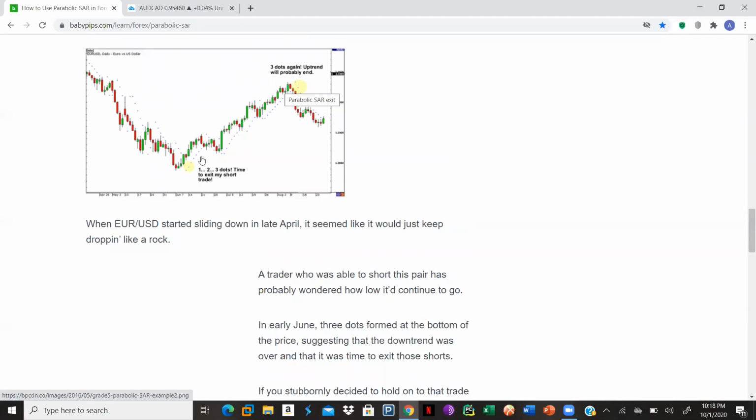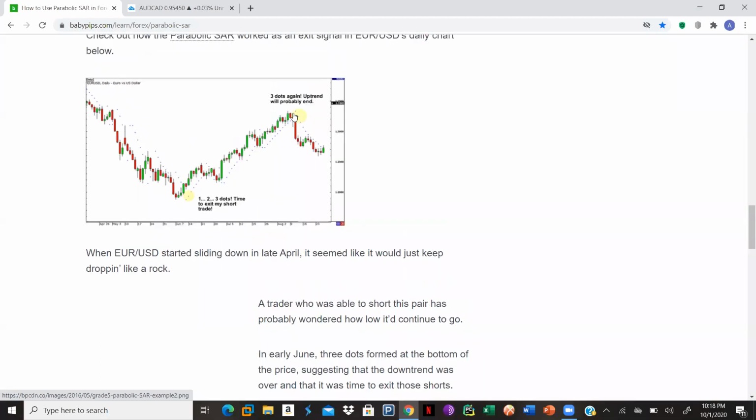But if you're using the SAR, you understand that the 3 dots formed down here mean you have to close this trade and prepare to take the next trade for a buy. And when the trader sees a couple of dots above the candles, the trader knows that the uptrend has ended, and will take the next trade on the EUR/USD for a short. So the SAR clearly indicates when to enter, when to exit, and when there is a change in trend in the market. It's really simple.